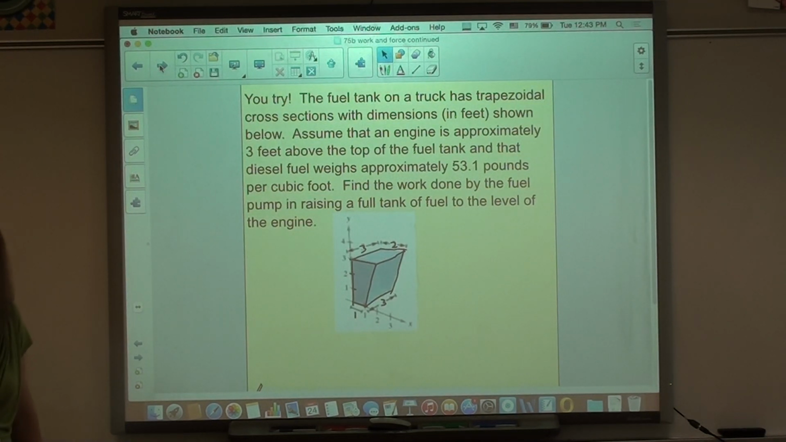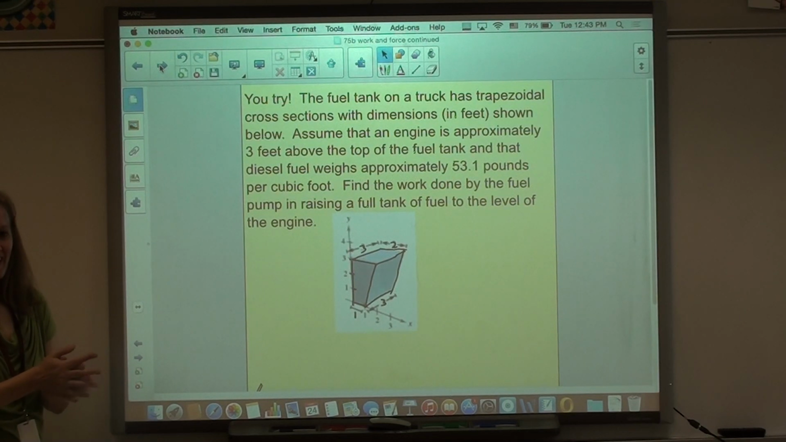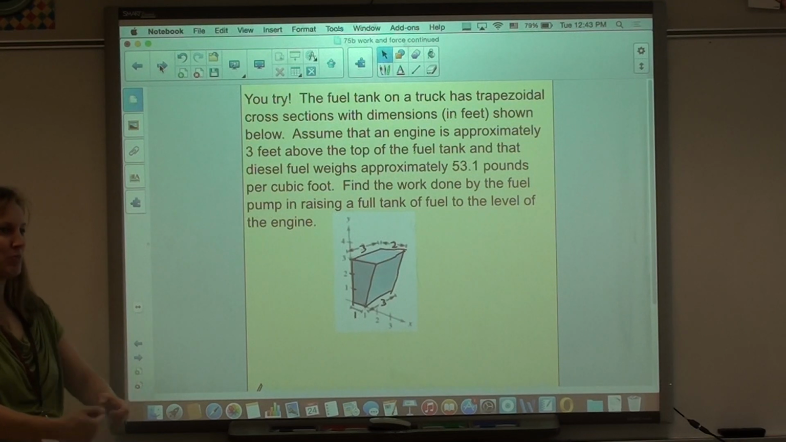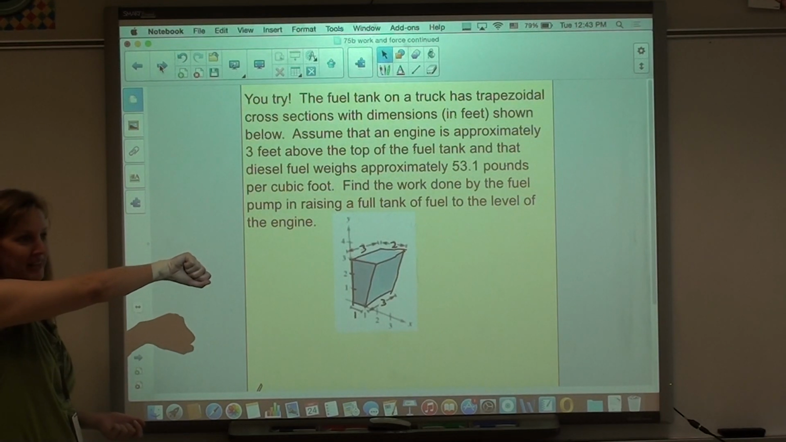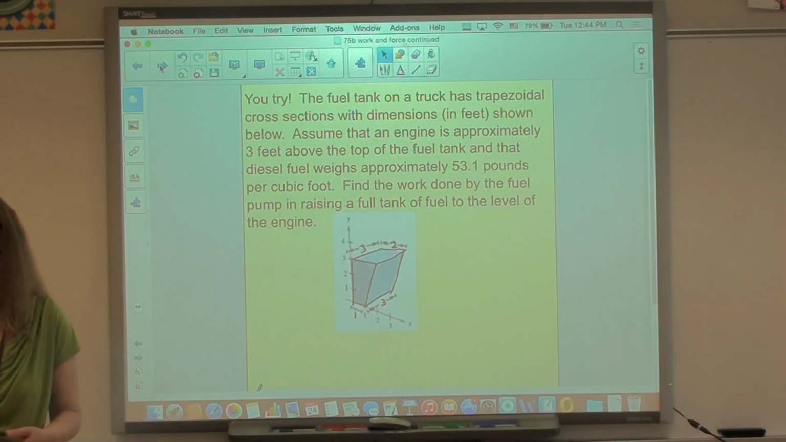All right, here we go. That's really hard. Much as trucks want you to manually empty the fuel and then walk over and pour it into the engine, fuel pumps do it. Okay, so here we go.